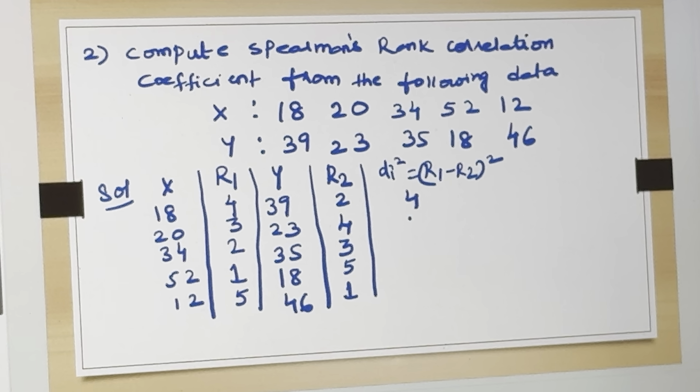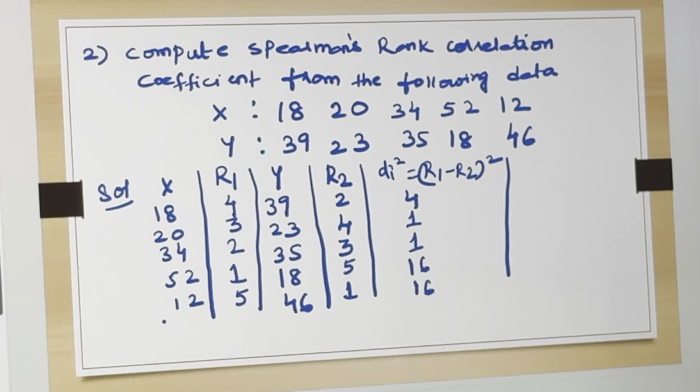Minus 1 into minus 1 will give you 1. 2 minus 3 is minus 1. Minus 1 the whole square is nothing but 1. 1 minus 5 is minus 4. Minus 4 into minus 4 is 16. Then the last value is 5 minus 1, which is 4. 4 into 4, that is 4 square, is nothing but 16.